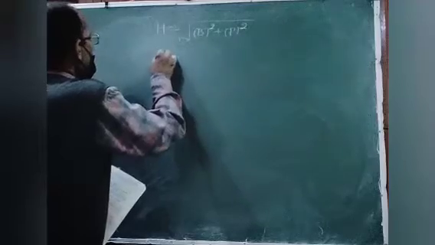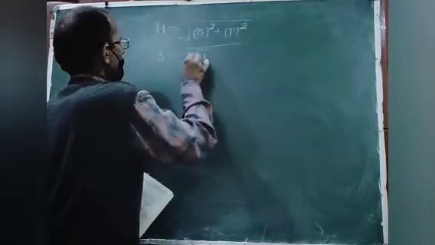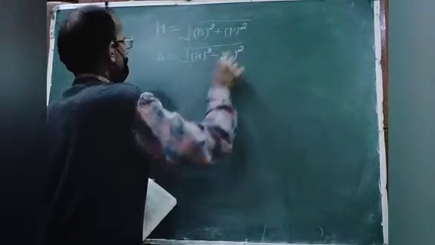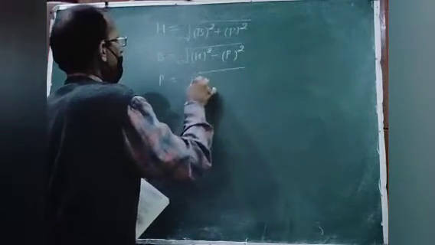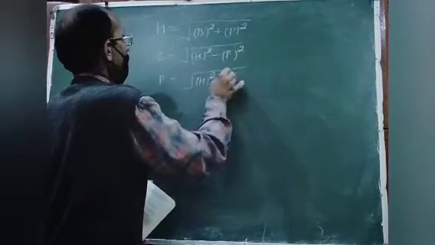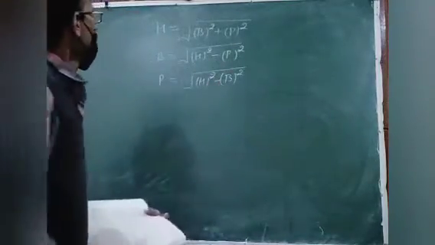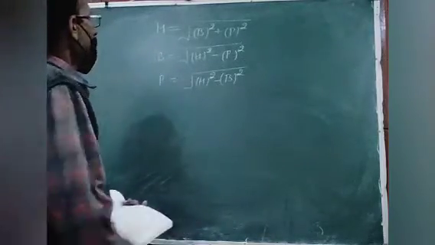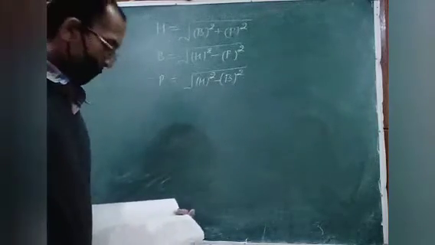If you have to find B, B is equal to H square minus P square. If you have to find P, P is equal to H square minus B square. So H is equal to B square plus P square, B is equal to H square minus P square, and P is equal to H square minus B square.